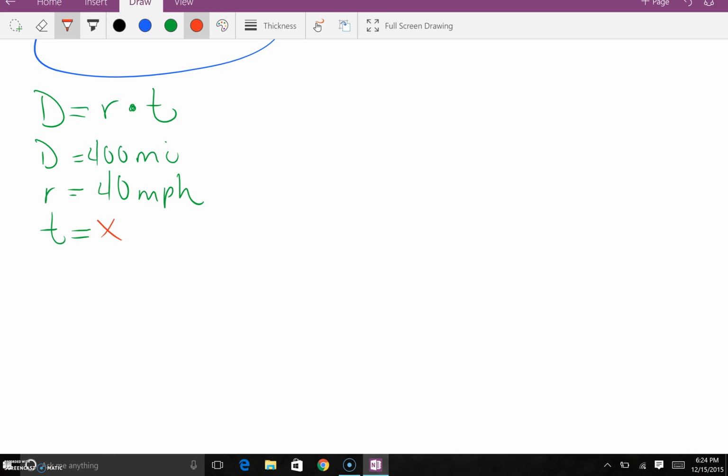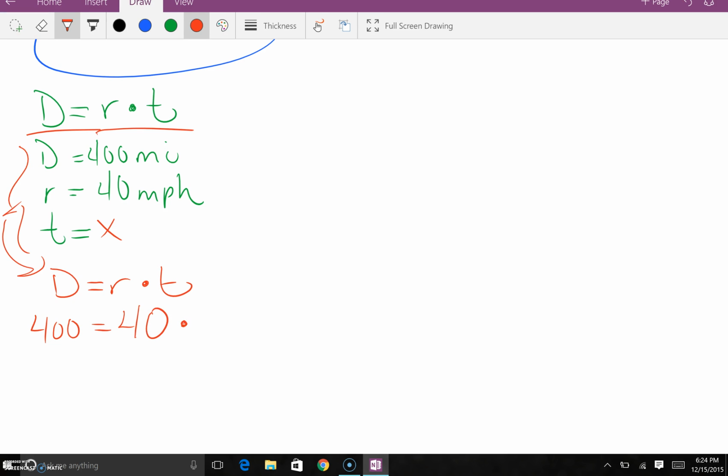So I'm just going to assign it a variable because I actually have to work an equation or a formula out for this. Okay? So now I'm just going to plug in everything that I know through here. Distance equals rate times time. Distance is 400. Rate is 40. Times I assigned t and x. So now I can simplify. 400 equals 40x.